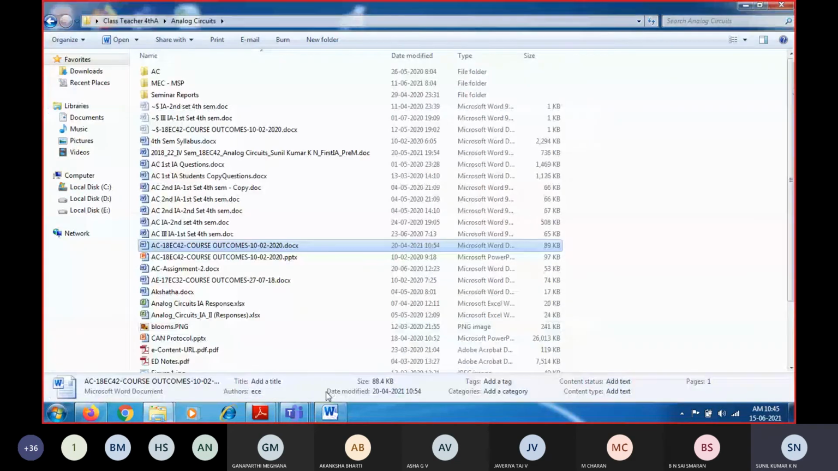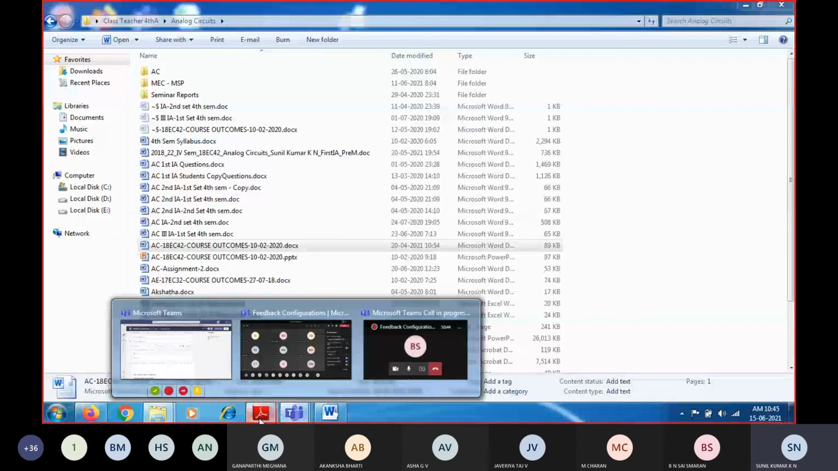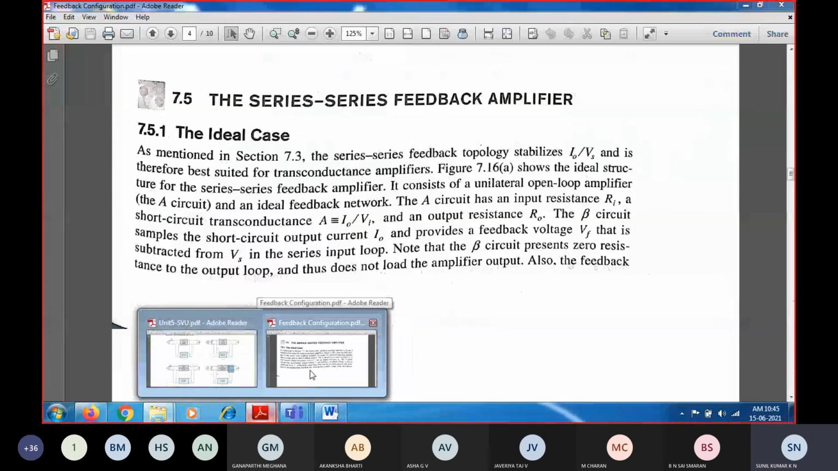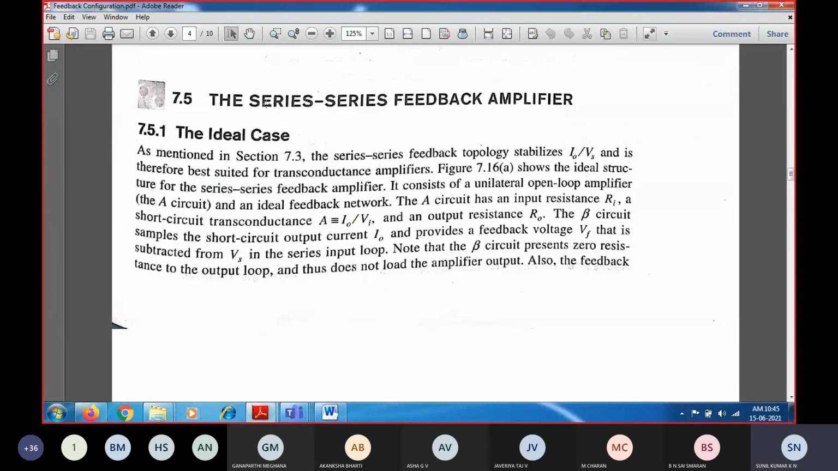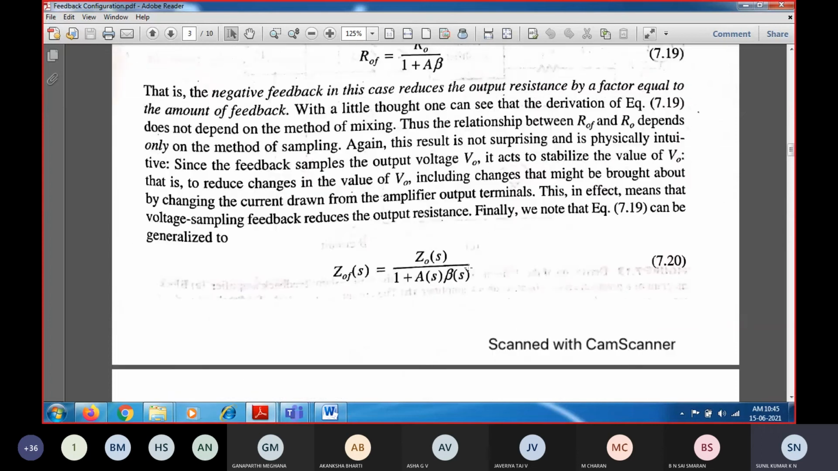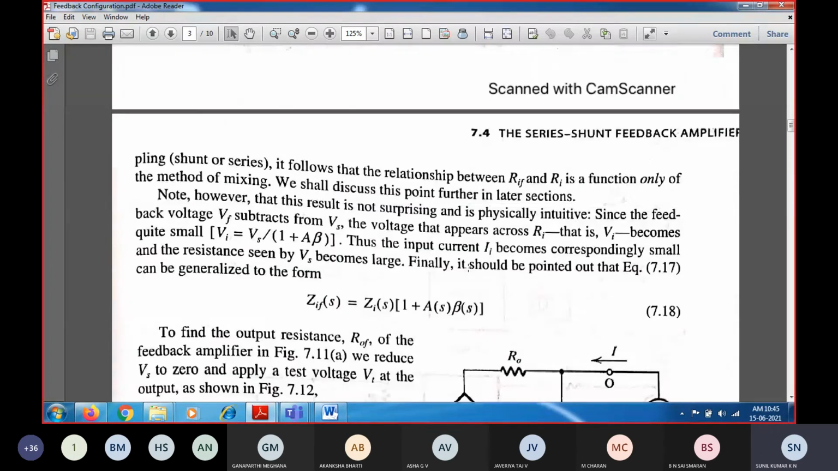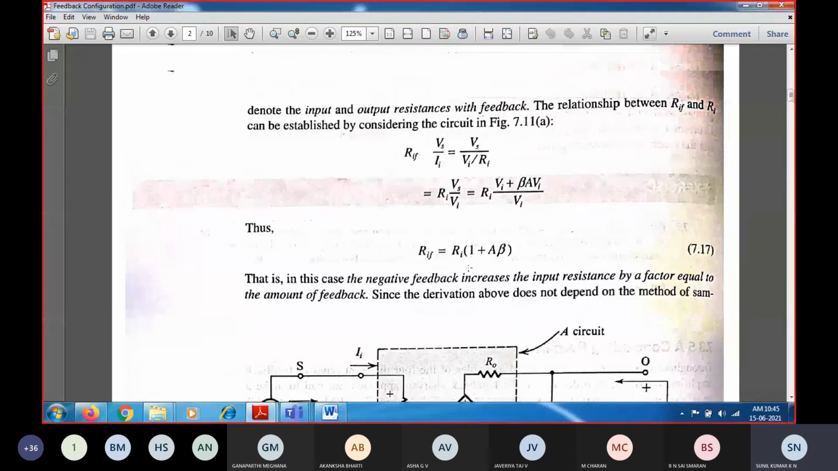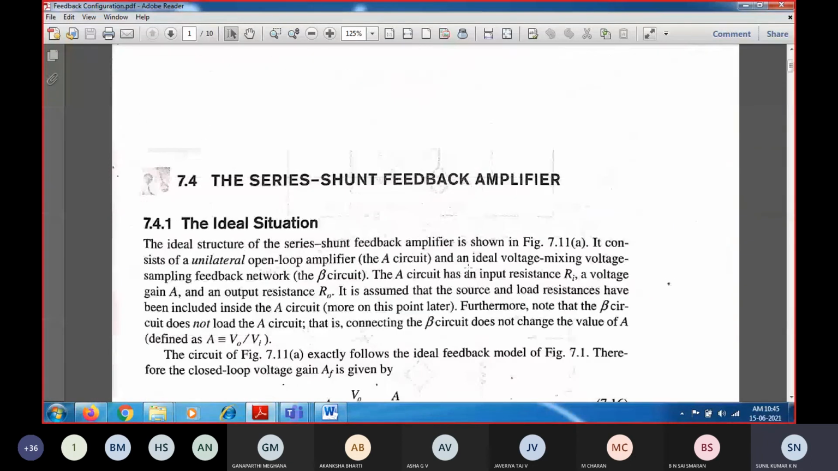Let me go through the feedback configuration again. So now it is the series feedback. One thing you should remember, the important thing, is the series shunt configuration. This is the series shunt feedback amplifier: series at the input side and shunt at the output side. So what have we concluded?